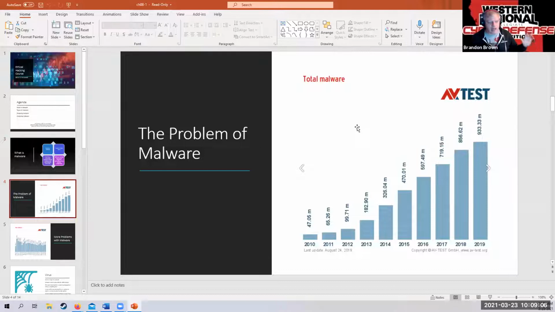So malware has been a huge problem over time. I don't have the latest one from 2020, but this has been a recurring theme. And as you can see over the last 10 years or so, it has ramped up exponentially. And then millions and millions of cases that were reported. Okay. There are millions more that were not reported.